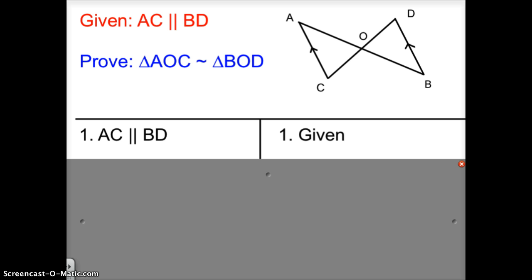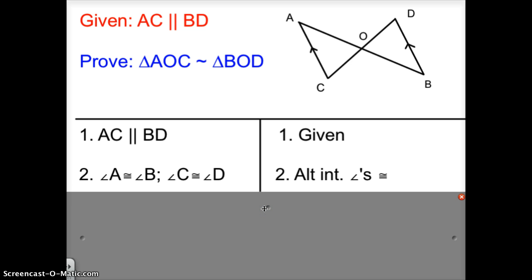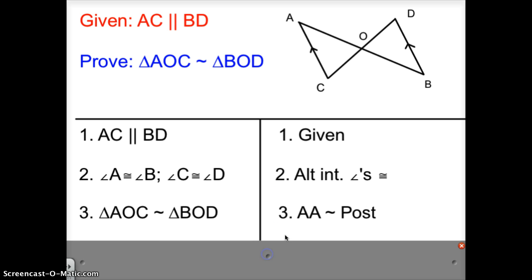In this case, we have some given information that may help us in doing that. And so we use the given to then prove that angles A and B are congruent and angles C and D are congruent. And because the parallel lines exist, we have alternate interior angles. We could then prove that AOC and BOD are similar because of the angle-angle postulate.